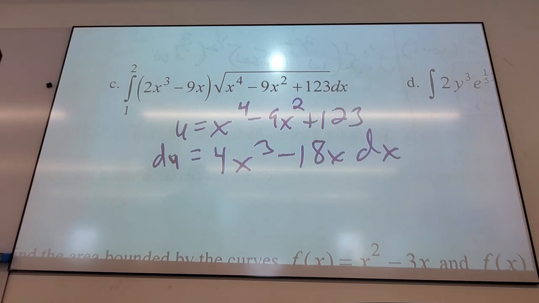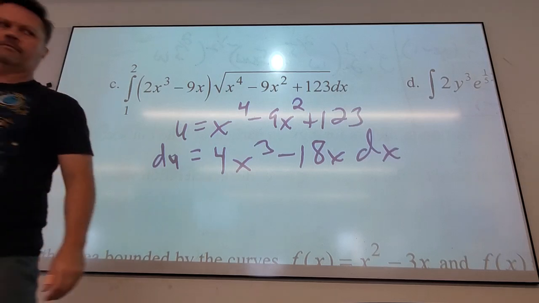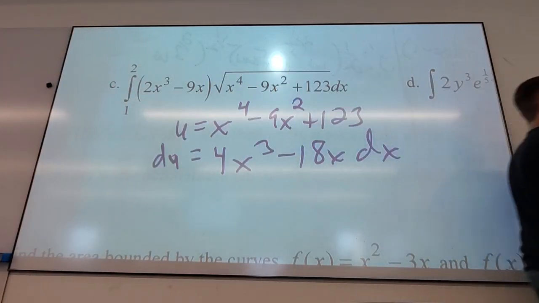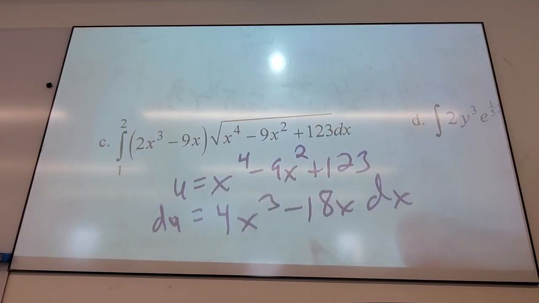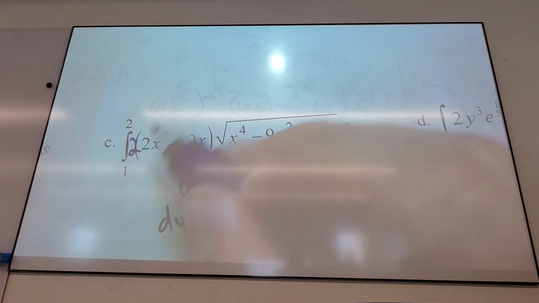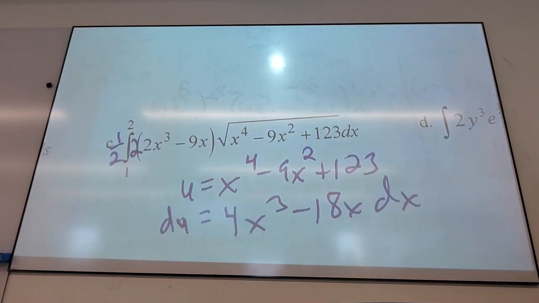Is that directly in there? No. But is that in there absent a constant? Yeah. And we have complete control over constants. I can take them out, put them in, I can make them whatever I want. So how do I make 4x cubed minus 18x show up? You need to multiply your 2x cubed minus 9x by 2. So if I multiply this by 2, I better multiply by 1/2 at the same time.